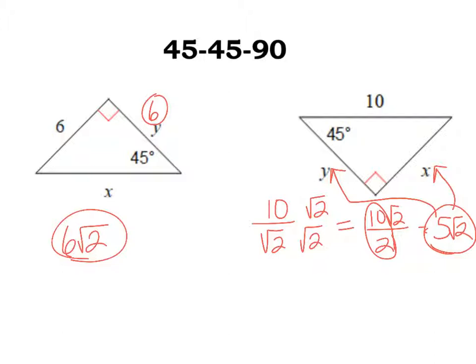Okay, I'm going to say it one more time. If you're going from the leg to the longer hypotenuse, you're going to multiply by root 2. If you're going from the hypotenuse to the leg, you're going to have to divide by root 2. And it might work out nice, or you might have some radical practice to be working on.